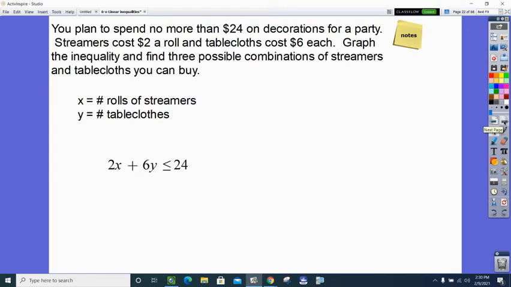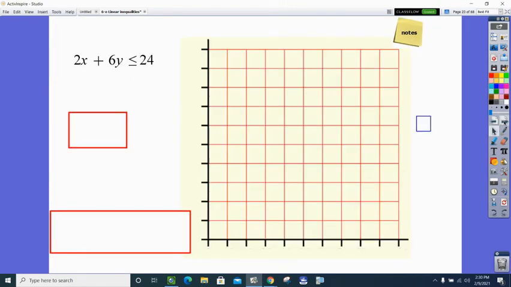So now we're going to graph this. So here comes what we've learned today. We're going to graph this inequality. Now, if it were me, I see this as a standard form. So here comes the infamous box.